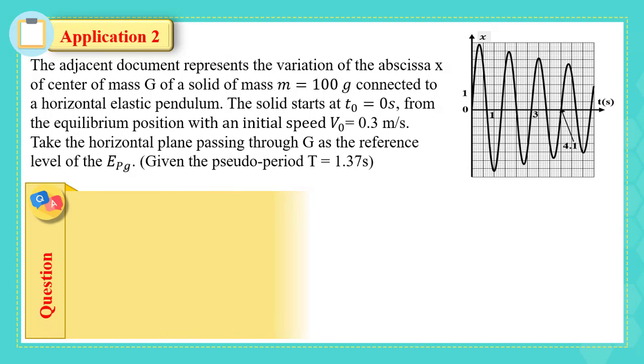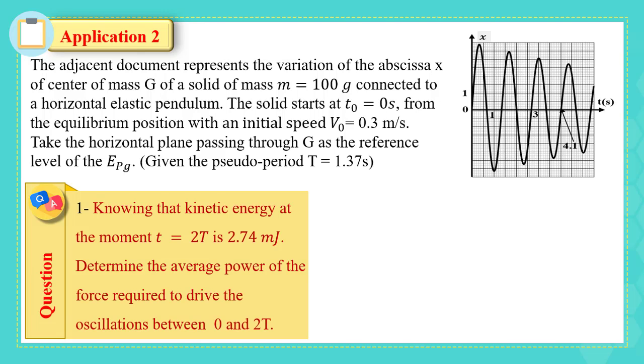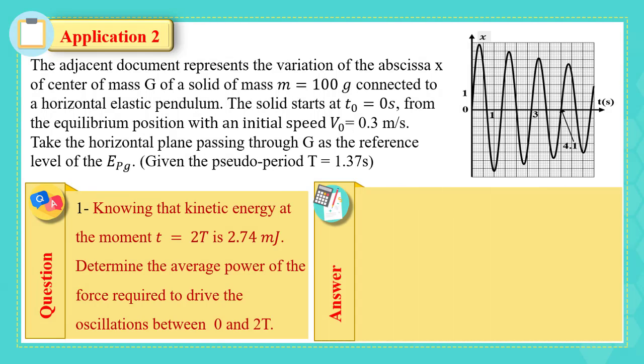The first part. Knowing that the kinetic energy at the moment t equals 2 periods is 2.74 millijoules, determine the average power of the force required to drive the oscillations between 0 and 2 periods. Remember the expression of the average power, which is the absolute value of the variation in the mechanical energy with respect to the variation in time. You should find the mechanical energy.